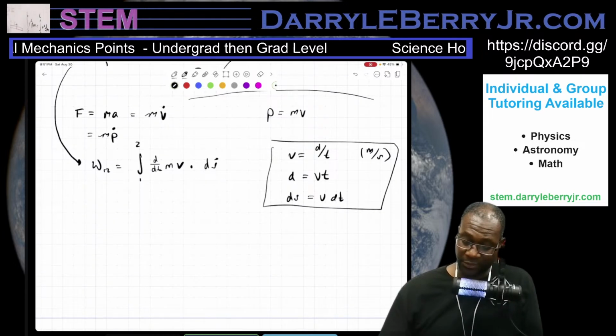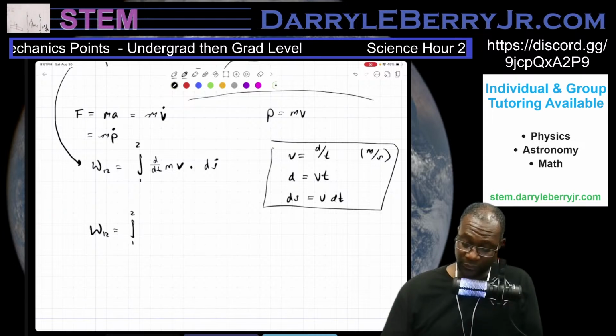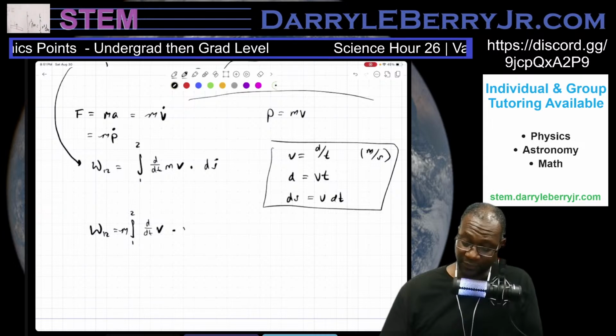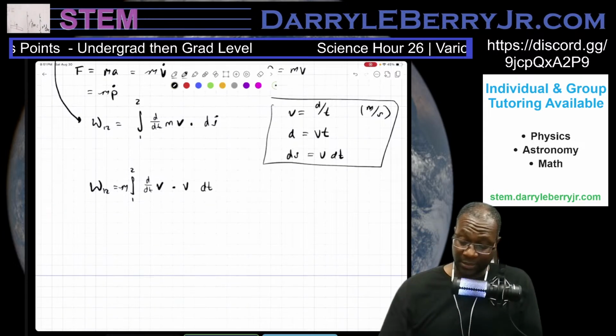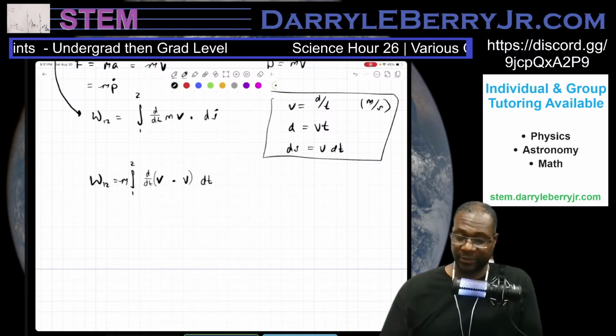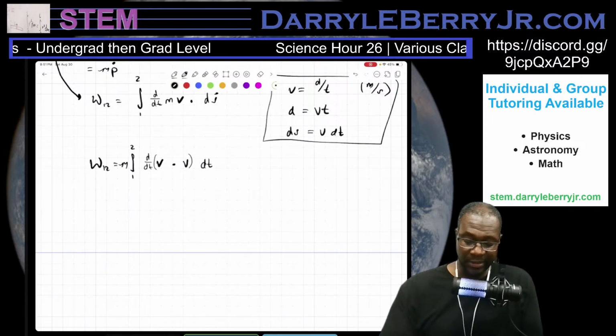And I can plug that into my integral. And I have work equals the integral from 1 to 2, and I can actually pull my mass out, m v dot v dt. Now, there's one detail about this that I'm still working out. I may have to ask my professor about it.